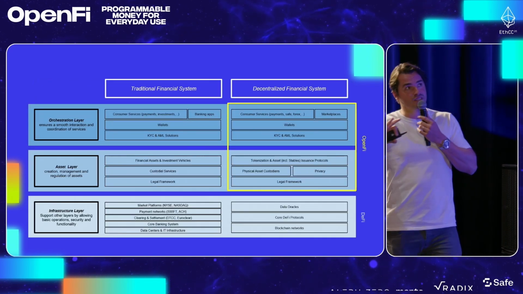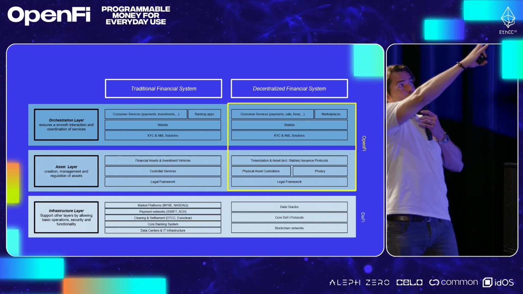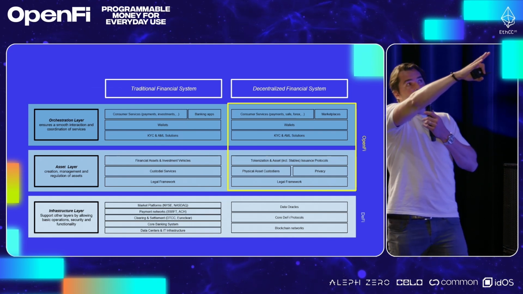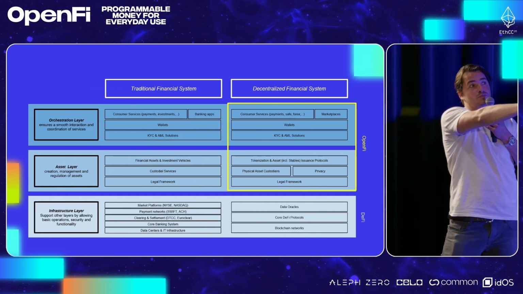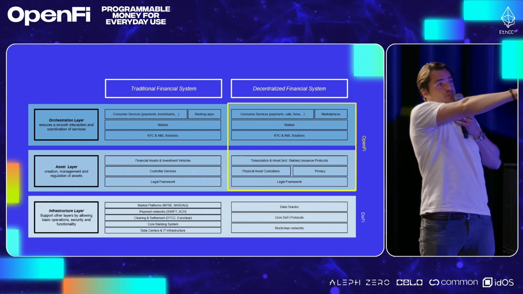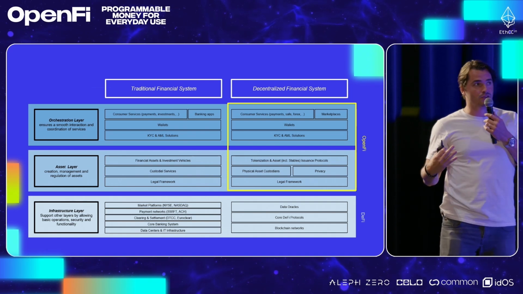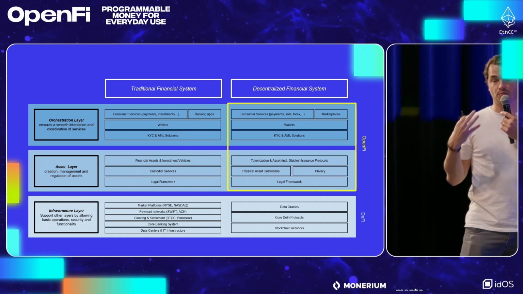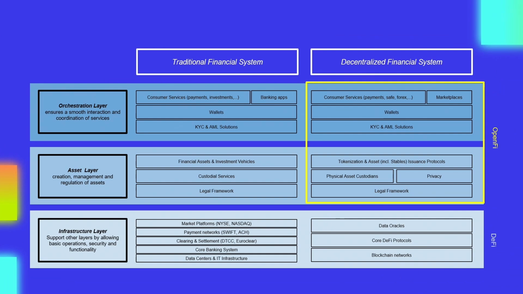So how is this looking currently? So again, you have your traditional financial system and then your decentralized financial system. So this is the entire stack which we have built on the right. Your infrastructure layer, again, is made up of your data oracles, your core DeFi protocols, and your blockchain networks. That's the infra. And then OpenFi, again, your asset layer is like your tokenization protocols, so bringing copies of whatever assets on chain. Privacy is a big element of this as well, obscuring specific data. Ties back into the infrastructure layer.